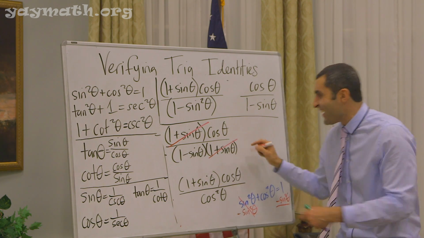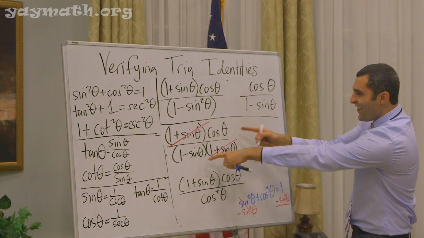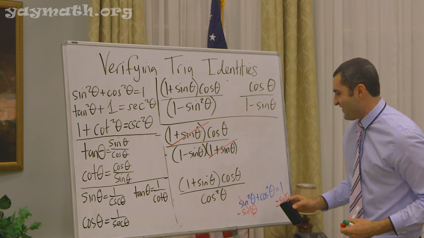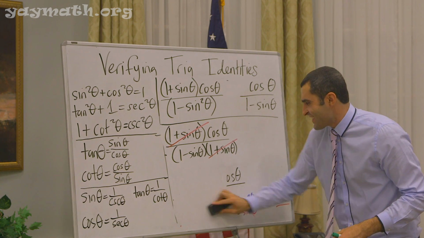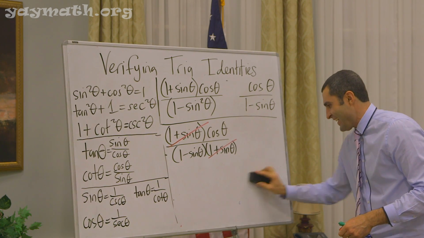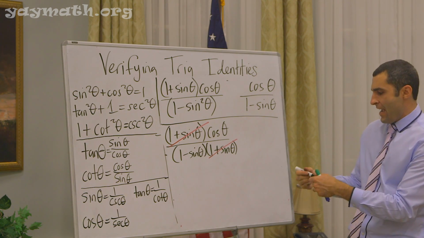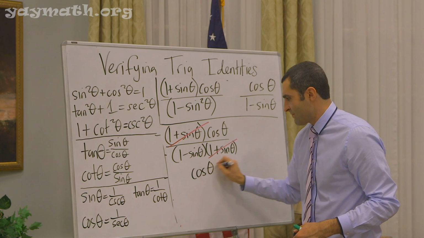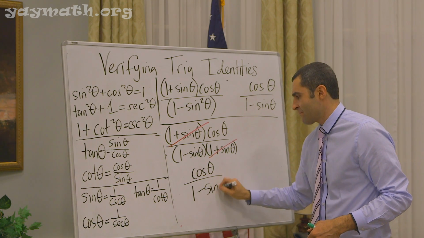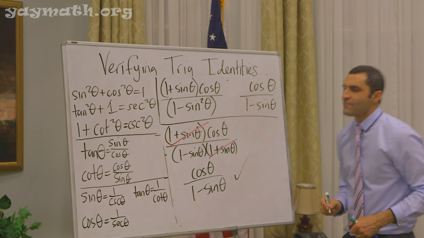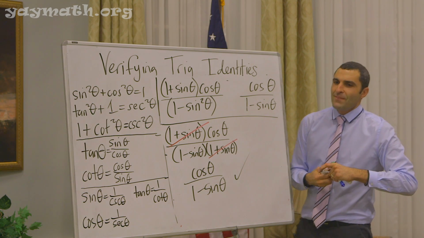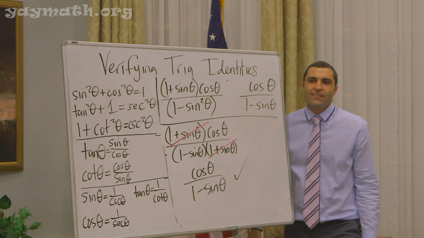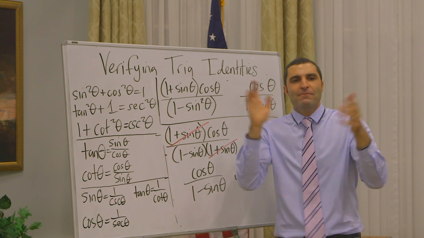Gone! Look, you're having so much fun right now. And this goes, and results in cosine over 1 minus sine, which was the original problem. Boom. This is pretty good. Give yourself a hand. Clap it up.